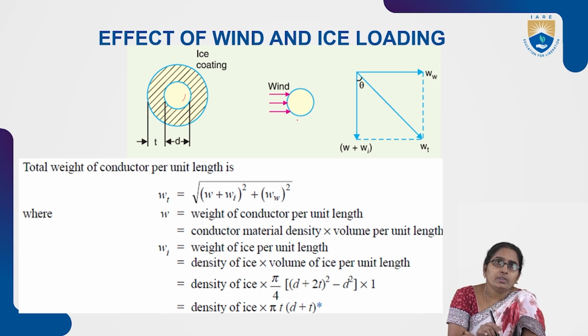The second figure shows the wind effect. The wind blows horizontally, so that's why it is shown like this. So this is the wind effect on the conductor.